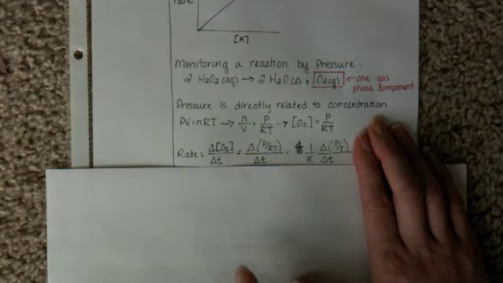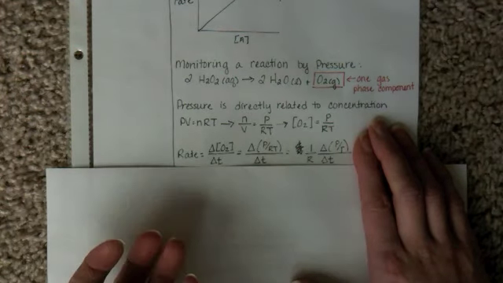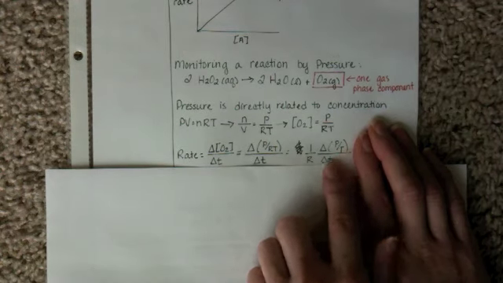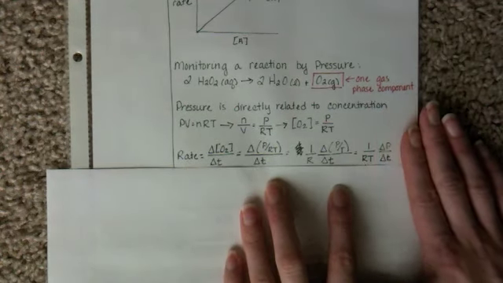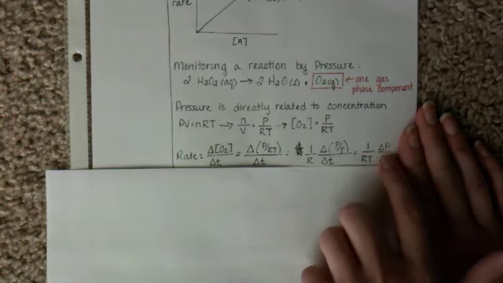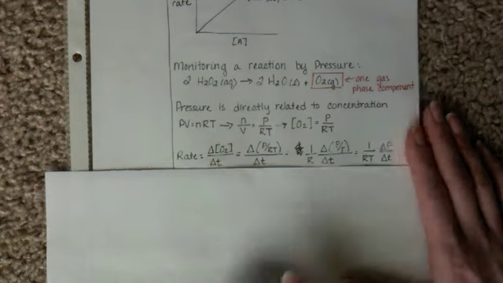Now, if we're smart and we hold the temperature constant, which is very easy for us to do, we can pull that temperature term out as well, so that we have 1 over RT, where capital T is temperature, times the change in pressure over the change in time.